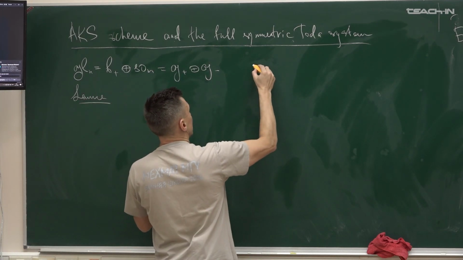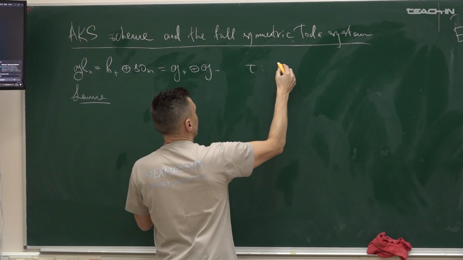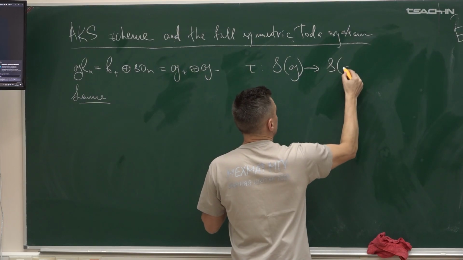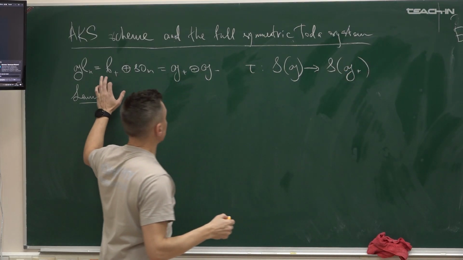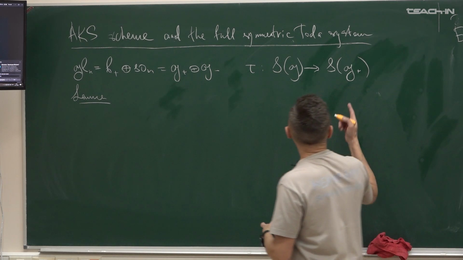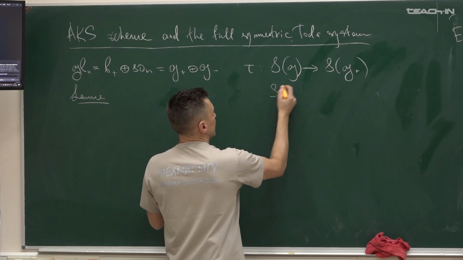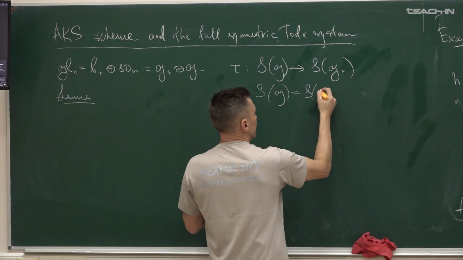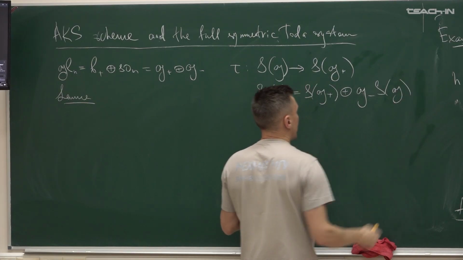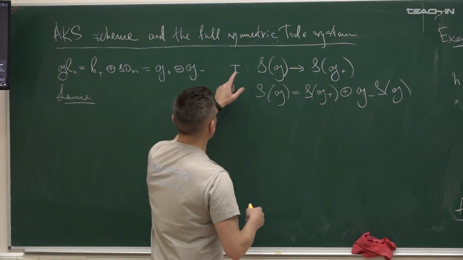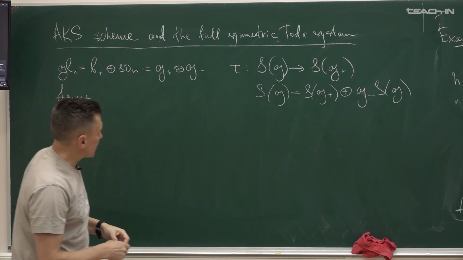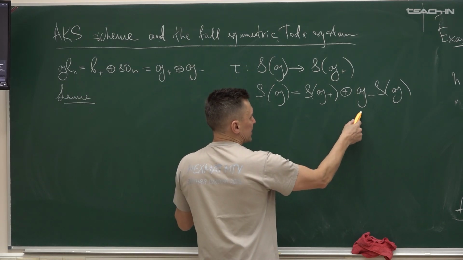I need a map from S of G to S of G plus. In our case, it is B plus, which is defined. You remember that SG is SG plus plus SG minus. So the map tau is a projection to this summand, and it is also useful for us.